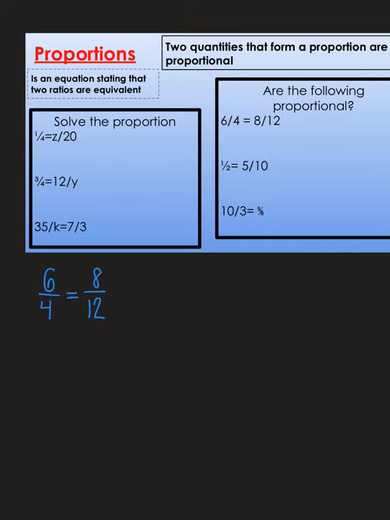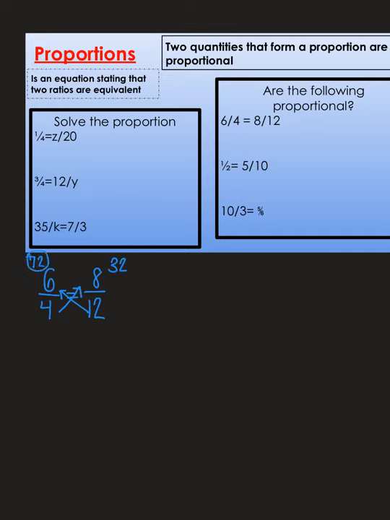I'm going to show you my preferred way of doing this that I just find to be the simplest way to do this, which is to find the cross products of these two fractions. So I would start by multiplying 8 times 4. 8 times 4 is 32. And then I would multiply 12 times 6, which is 72.